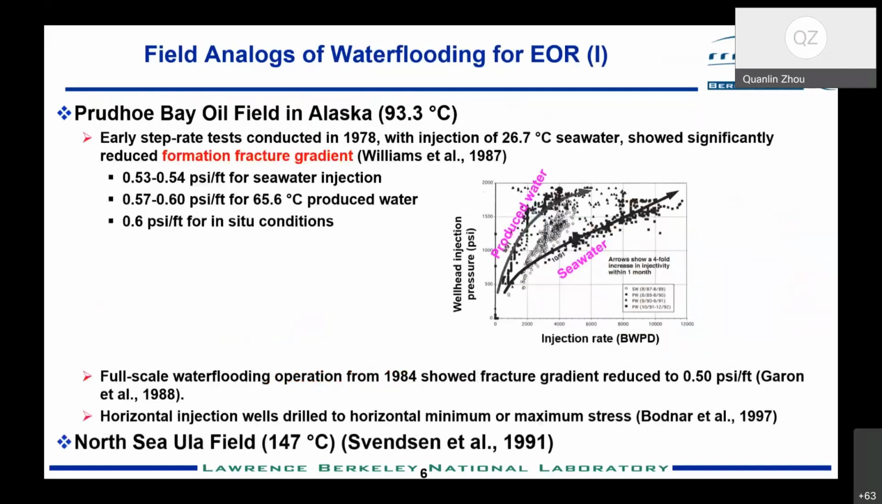So these are field analogs from water flooding fields. The first ones I pay attention to: there is a lot of data on fracture gradient changes with seawater or produced water injection, in vertical or horizontal wells, and with different stress orientations. The figure shows a higher injectivity for colder seawater injection than produced water injection.